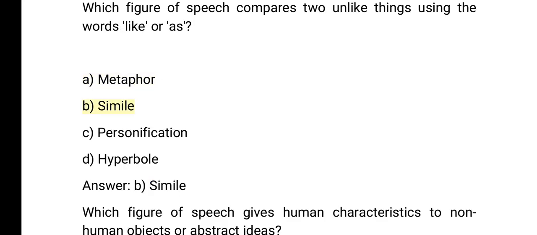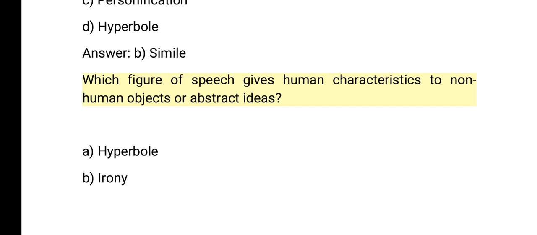Which figure of speech compares two unlike things using the words like or as? A. Metaphor. B. Simile. C. Personification. D. Hyperbole. Answer. B. Simile.